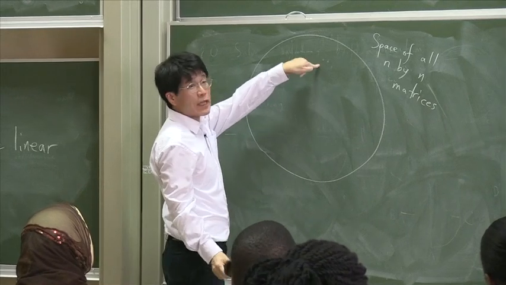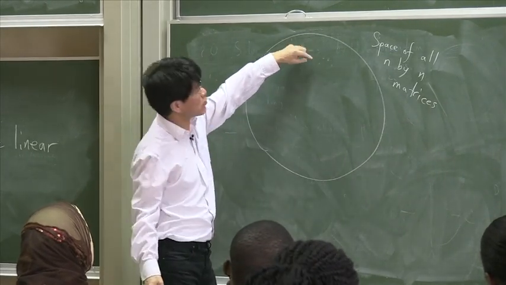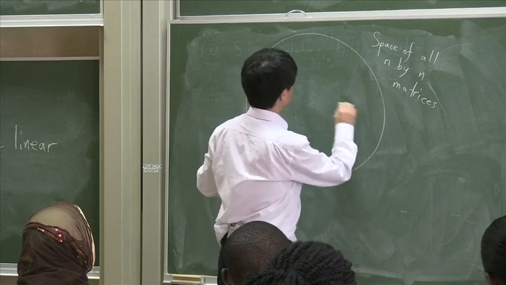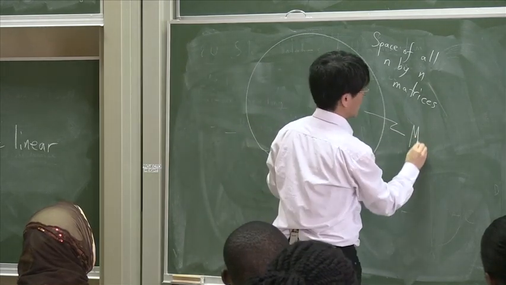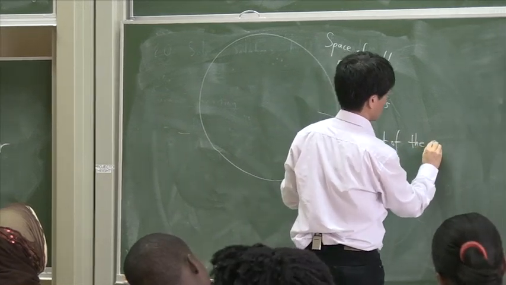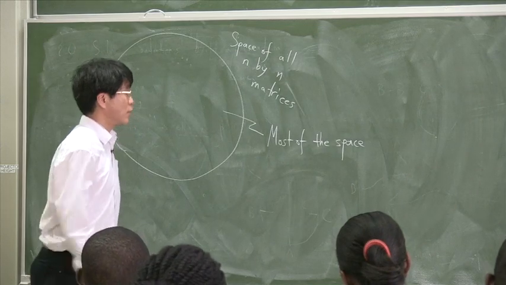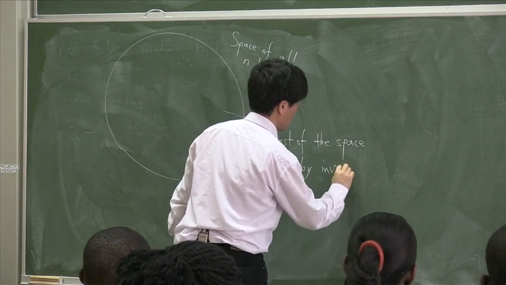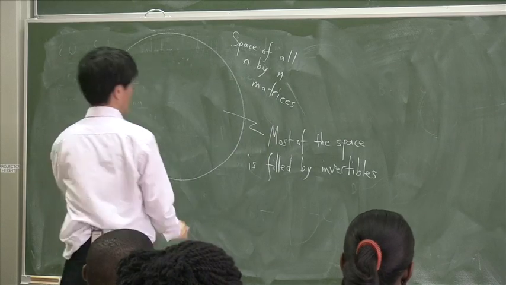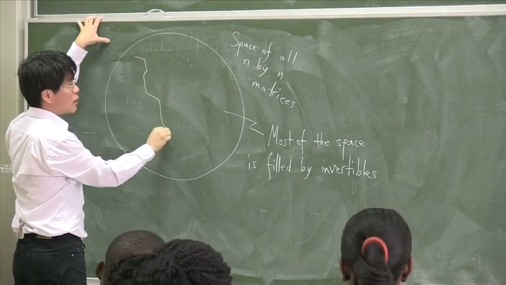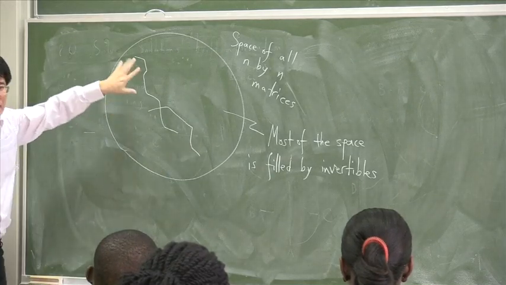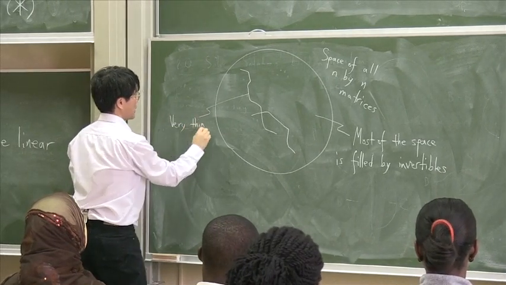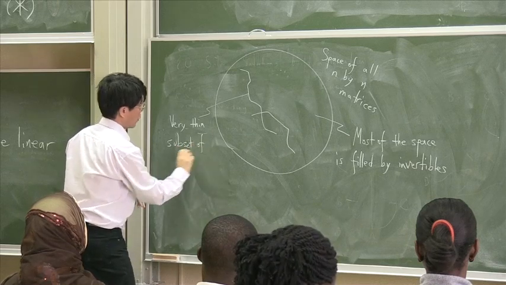And inside this space, there might be many, many different elements. So for example, here, you may not see it because it's very small, is the identity matrix. Here is another matrix, here is another matrix, and so on. But the point is that the majority of this space, most of this space, is filled by invertible matrices. And the bit that is not invertible, there might be some bits, is a very thin set. So this is the very thin subset of non-invertibles.